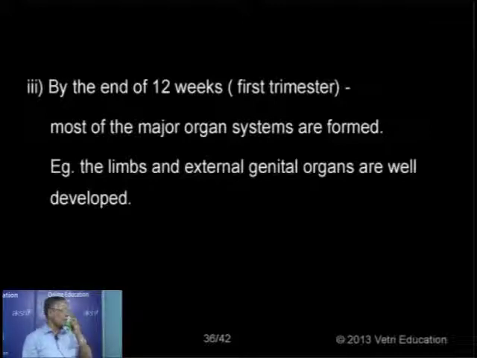By the end of 12 weeks, the major organs are almost developed. We also have the full formation of the digits, because the limbs are developed first along with the digits, and the external genitalia are differentiated only after 12 weeks.